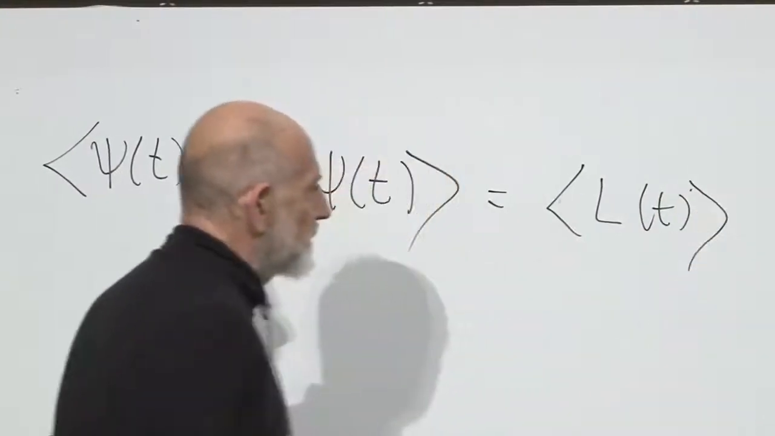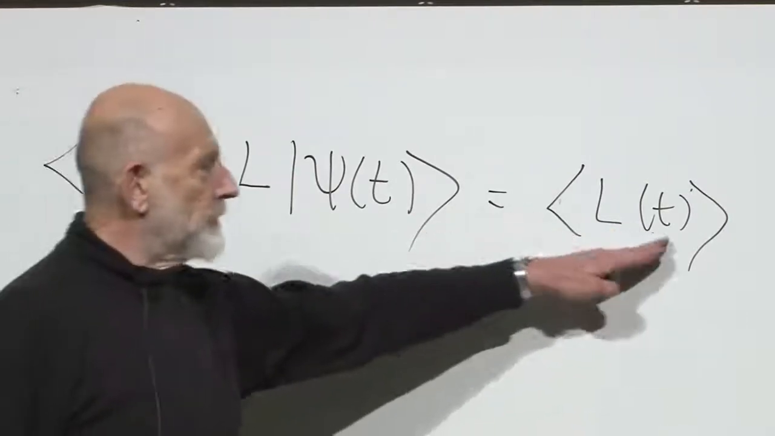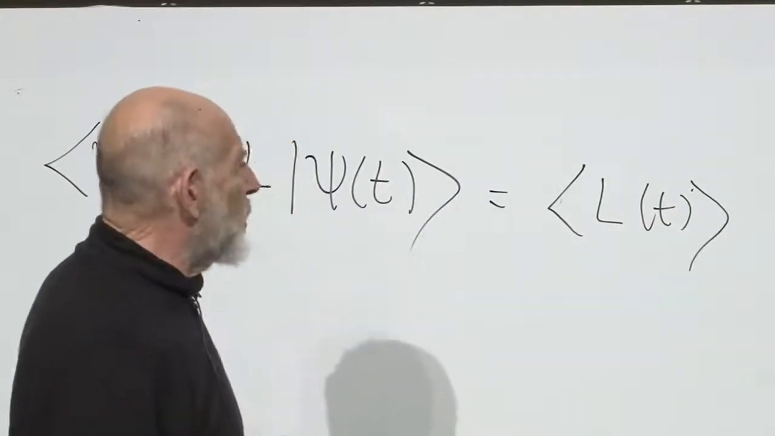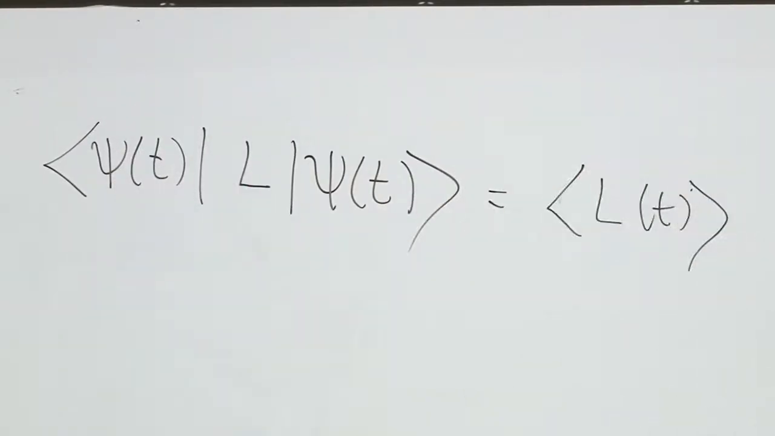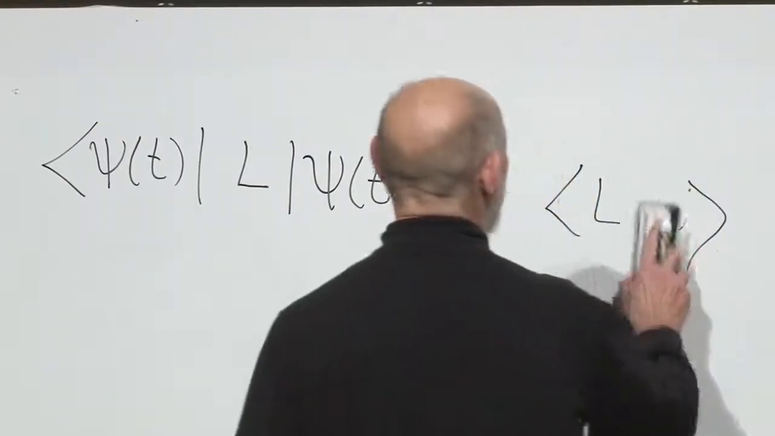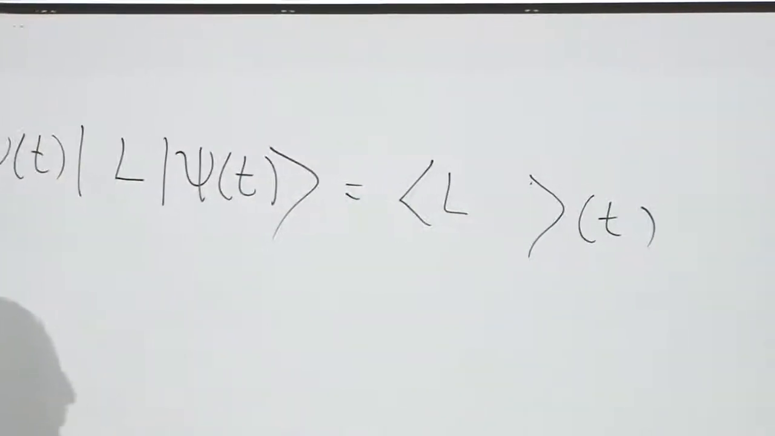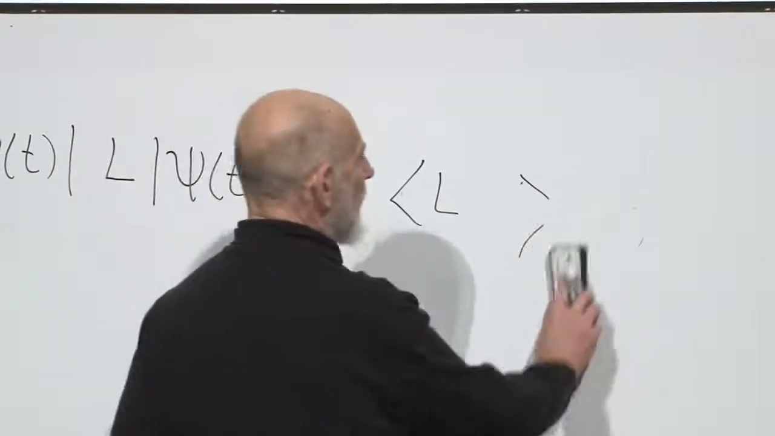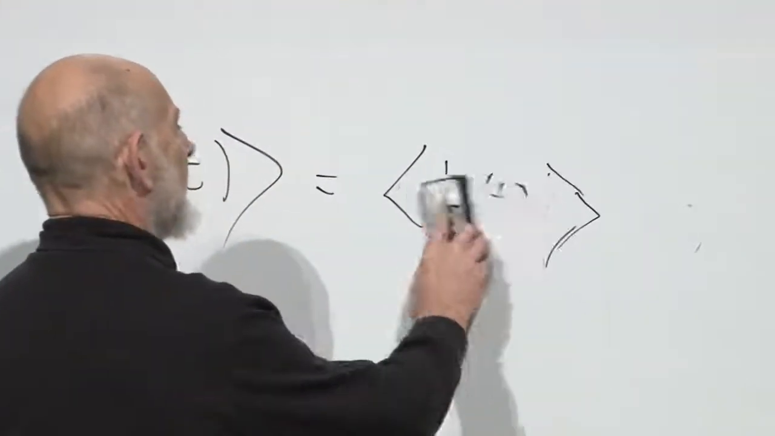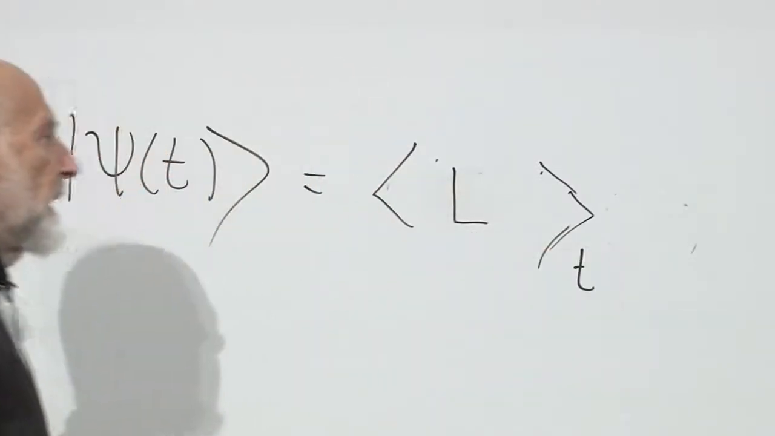Again, this is a kind of wrong notation. It's not the average of L of t, it's the average of L as a function of time. Maybe put the t outside the bracket. That's non-standard, but why don't we just go with standard notation? I'm going to just call it the average of L as a function of time.